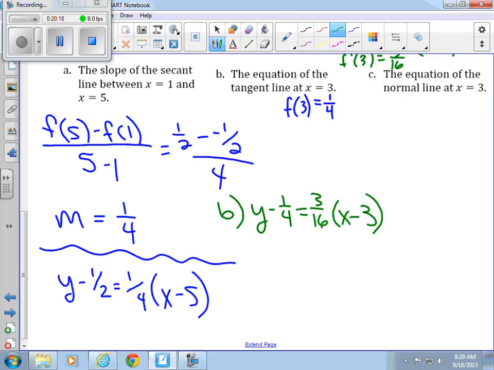Negative and flip. So the normal line, once you've done the tangent line, is very easy. y minus 1/4 equals negative 16 thirds. So what's the only thing I changed in that line to get normal versus tangent? Just did the opposite reciprocal slope. I just found the normal line. Everything else would be the same. Now, if they try to trick you and change the 3 to a different point, you'd have to do a little bit more work. But not just slope negative.